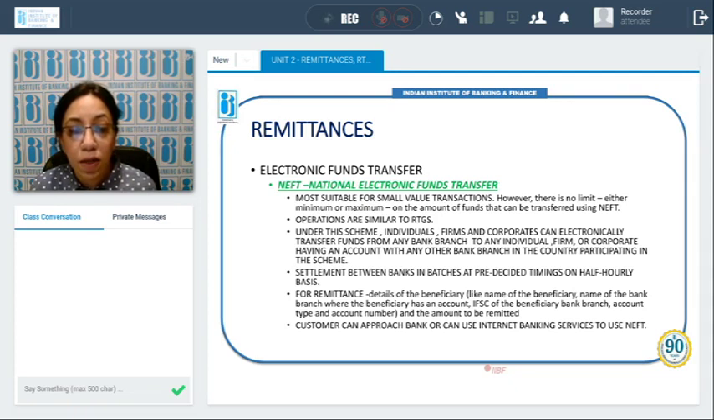For remittance, details of the beneficiary like name of the beneficiary, name of bank branch where the beneficiary has an account, IFSC of the beneficiary bank branch, account type and account number are required along with the amount which is to be remitted. The customer can approach the bank or can use internet banking services to use NEFT. NEFT can be used by the bank as well as by the customer at home using internet banking services.